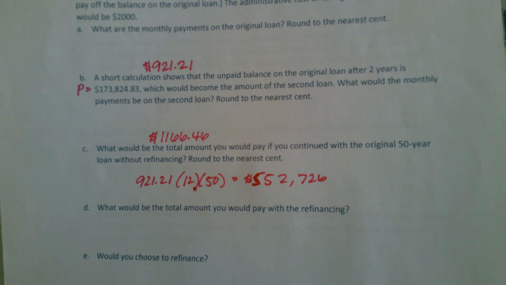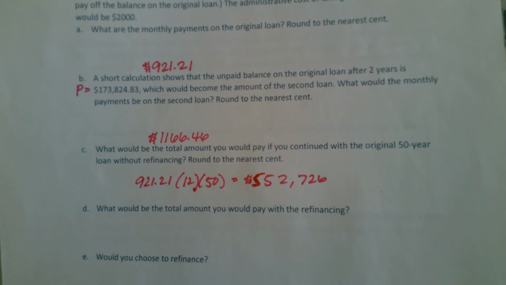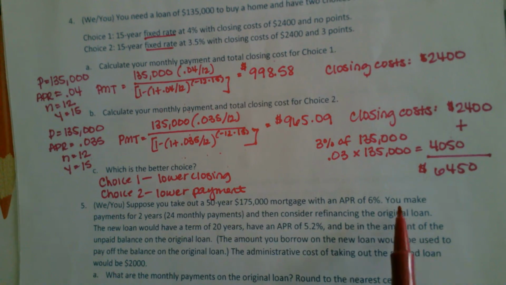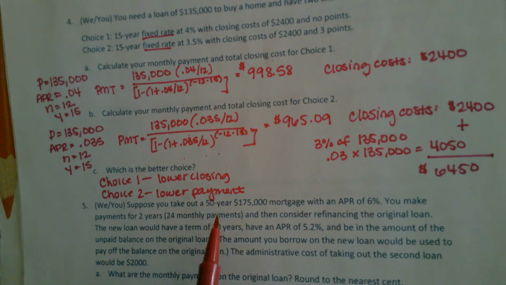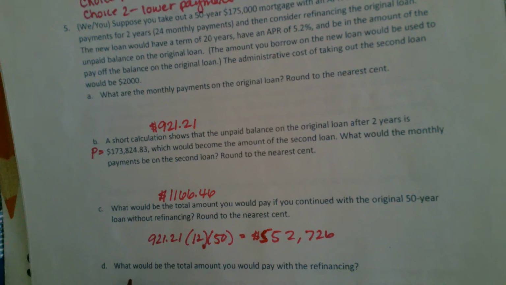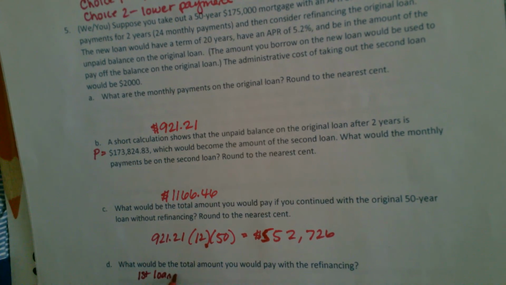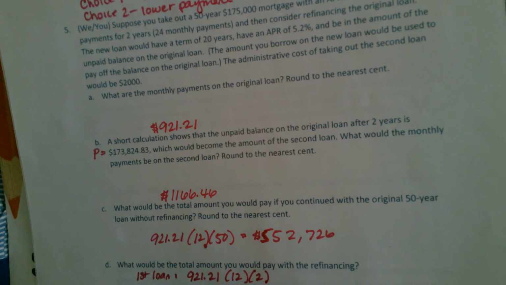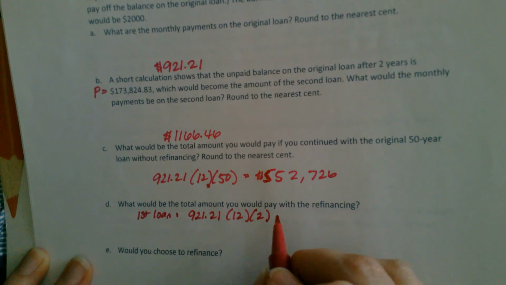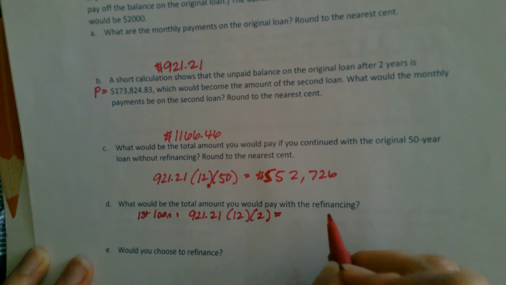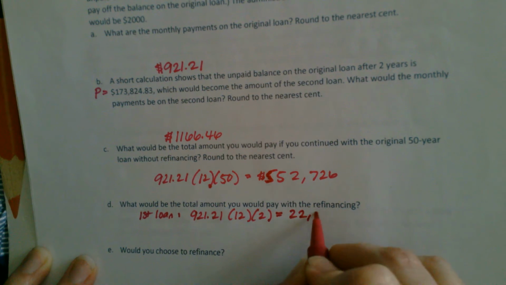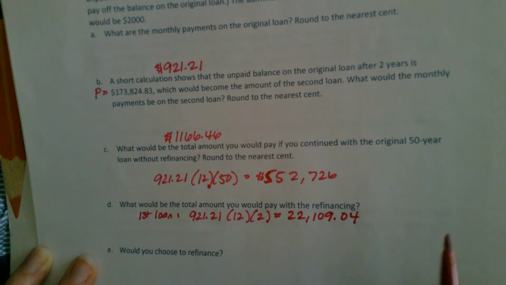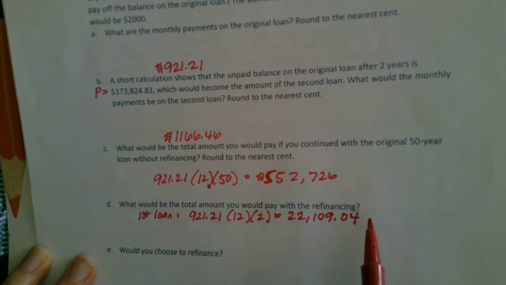So now we have actually 3 things we have to worry about. So we had the original loan for 2 years. This is, you make payments for 2 years, or 24 monthly payments. So with the first loan, we have already paid something. So we paid $921.21 12 times a year for 2 years, so 24 months. 12 times 2 is 24. And we end up getting $22,109.04. So that's how much we paid on the original loan.